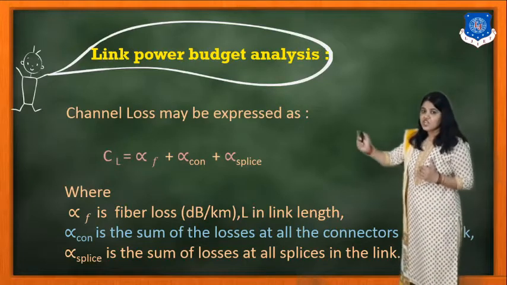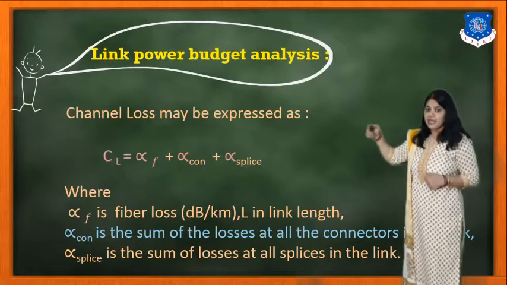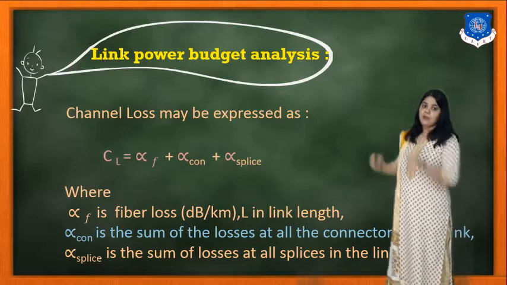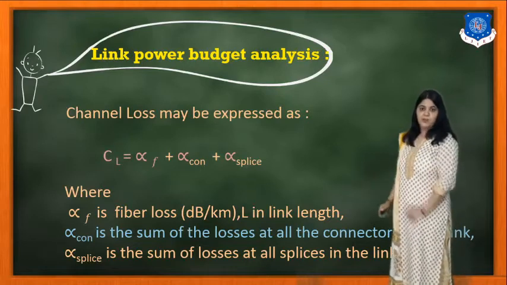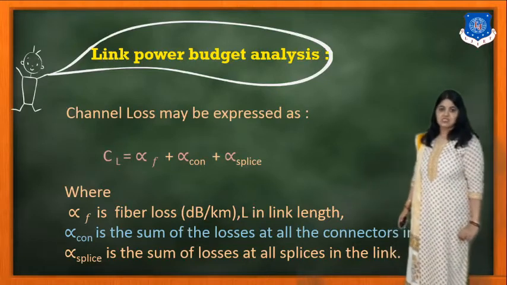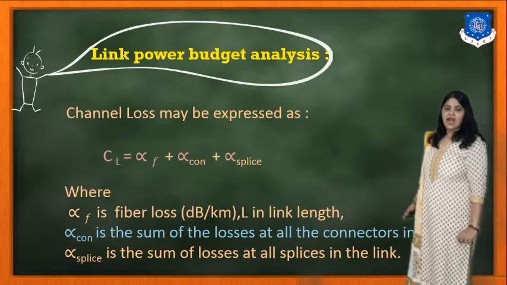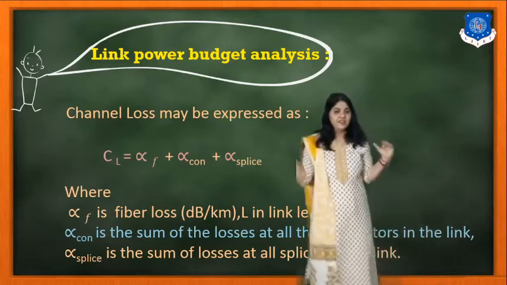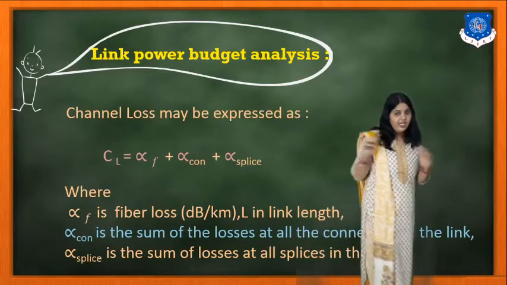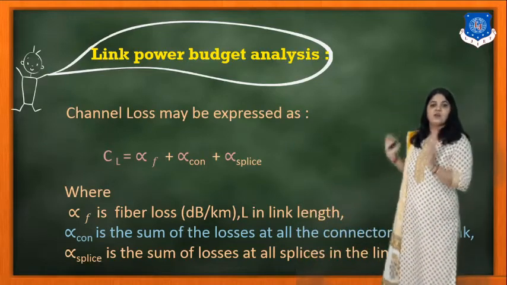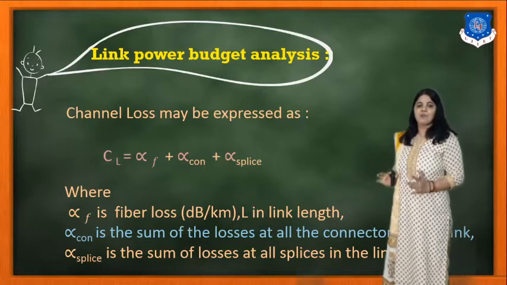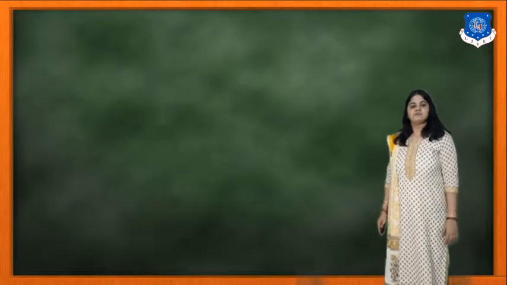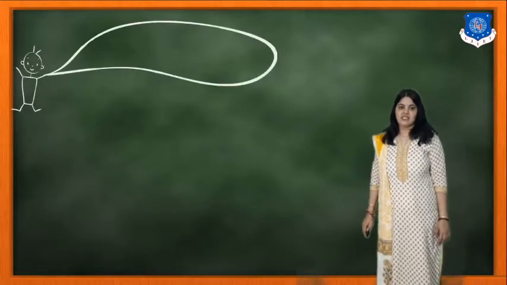Alpha connector, that is what? All the connectors which are connected in your link. So all those connector losses you need to sum, and that summation will be considered as alpha CON. And alpha splice, that is the number of splices in the link. While we are joining the splices, the sum of the losses at the splices in the link is considered to be alpha splice.